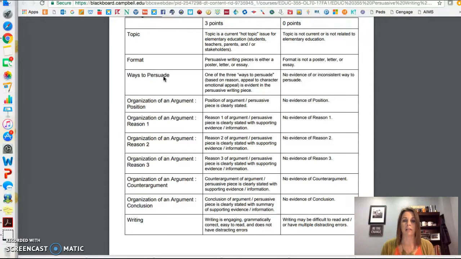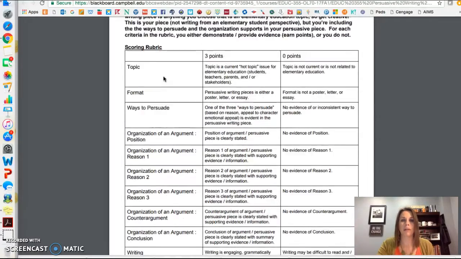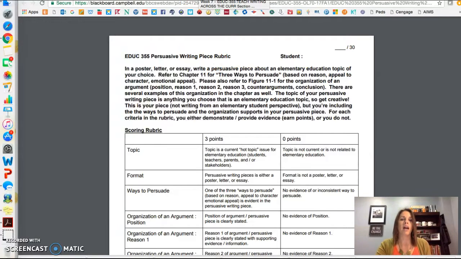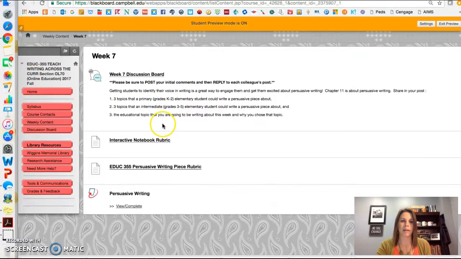And then your writing also is engaging, it's grammatically correct, it's easy to read, and it does not have distracting errors. So each of those is worth 3 points, giving you a total of 30 points for your grade. Again, that's an adjustment from our normal 25, but there were a lot of criteria, and I didn't want to get any less than 3 points per criteria. So that is the work that you have for week 7.